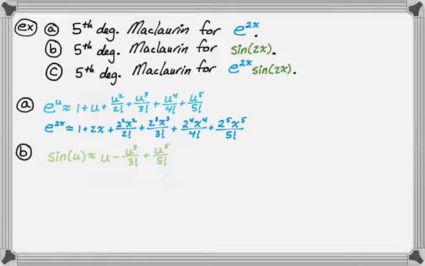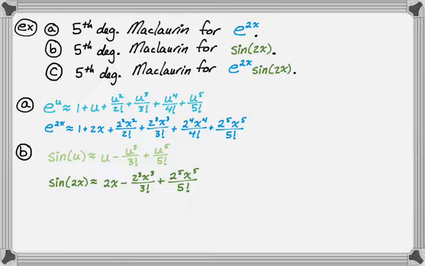And now I'm going to do a composition with 2x. So I'll get sine of 2x. Just replace every u that you see with 2x. So 2x minus, so it's the quantity 2x cubed, so 2 cubed x cubed. And then we just kind of keep going. Okay, so we've done part A, we've done part B. We did both of those by memory.